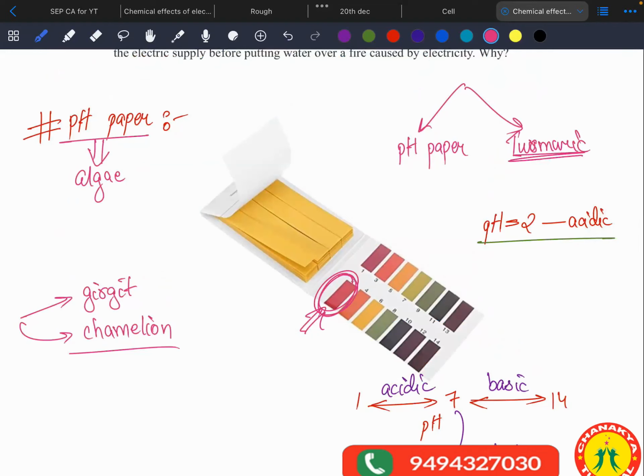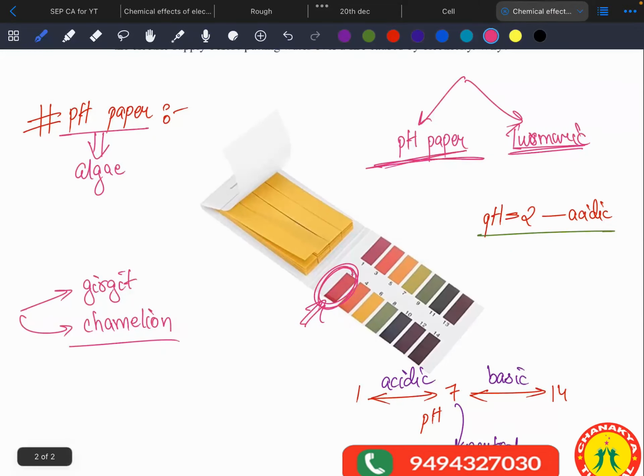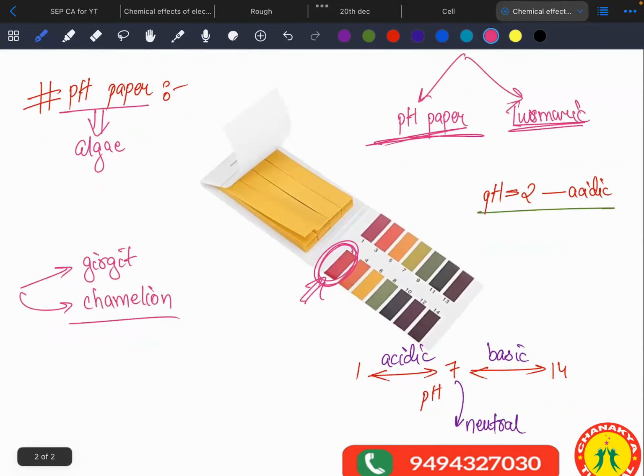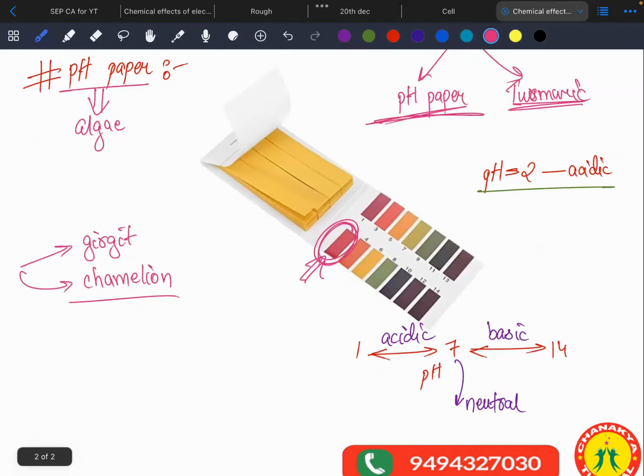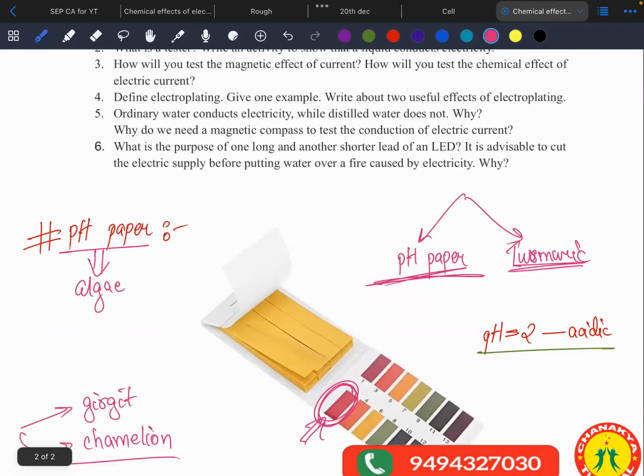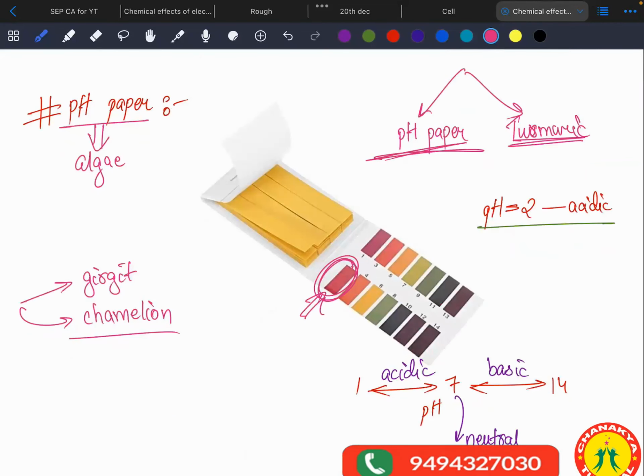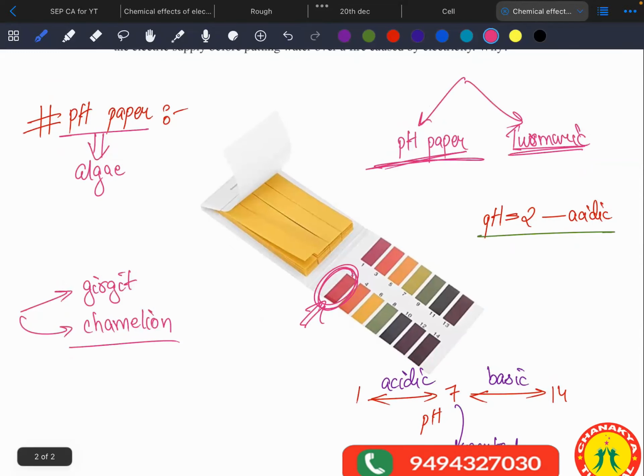So turmeric itself is natural. We do not process it artificially. Humans only make it into powder form, but apart from that we don't process it, whereas pH paper is processed. That's why we call it artificial. Turmeric is a natural indicator. The purpose of explaining pH paper was to show that this is an example of chemical effect, where there is a change of color.